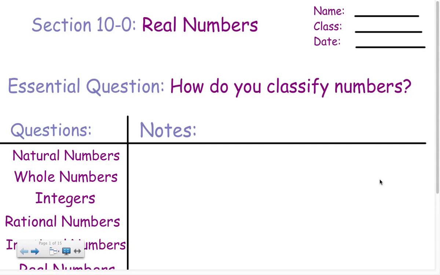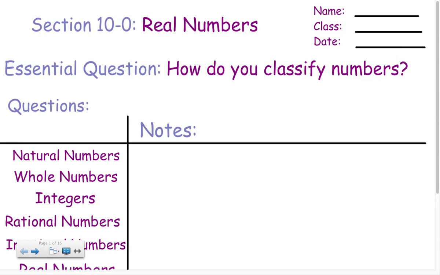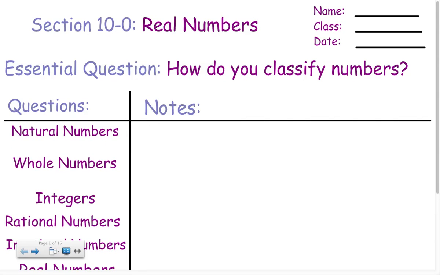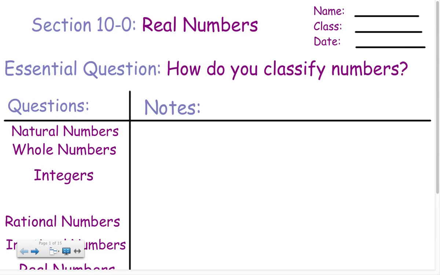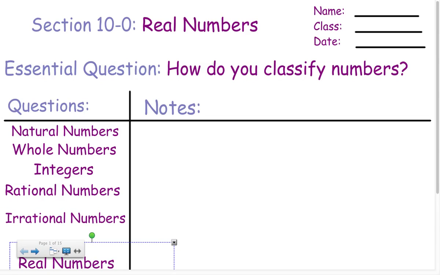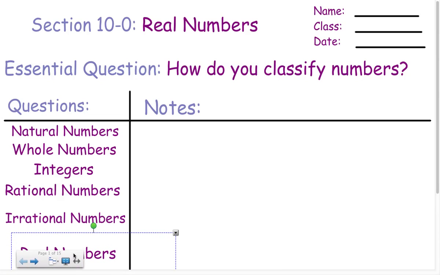1-0 real numbers. Essential question: How do you classify numbers? Before I get started, I'm going to move this up a little bit because it looks like some of my vocab words got cut off on the bottom. So these are all the different types of numbers that we are going to classify. There really isn't a lot to the notes today. It's mainly one slide after we classify all these different types of numbers.